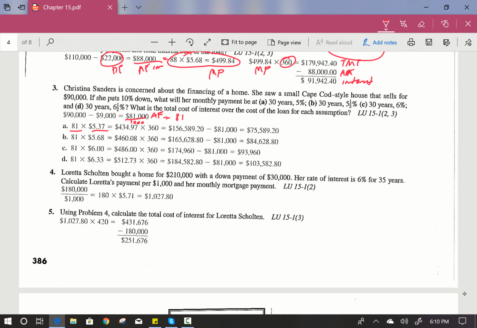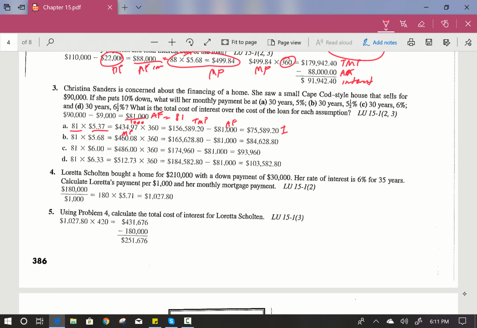And now this is your monthly payment of $434.97. If I make that a payment for 360 months, the total of all my monthly payments is $156,589.20. Subtract the amount financed of $81,000, and the amount of interest is $75,589.20.